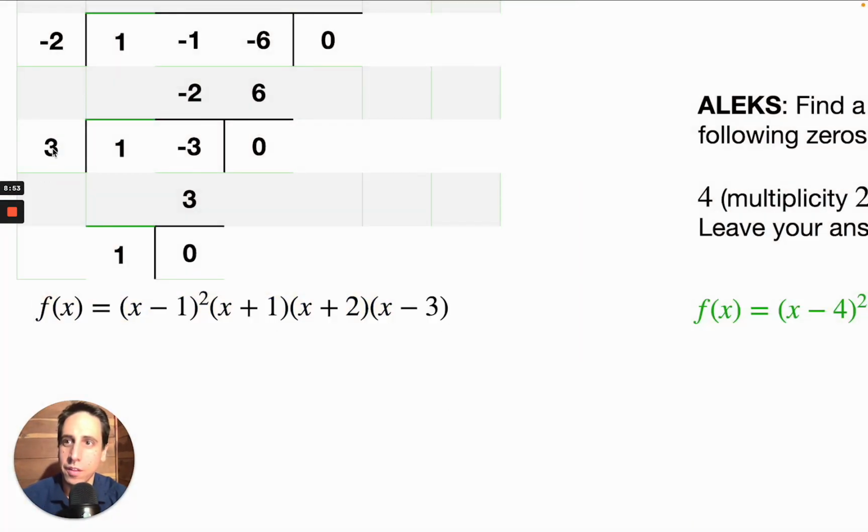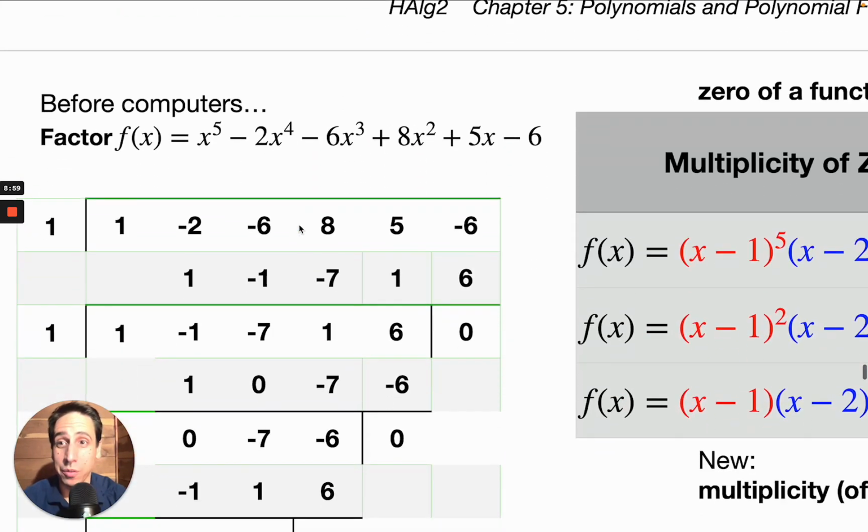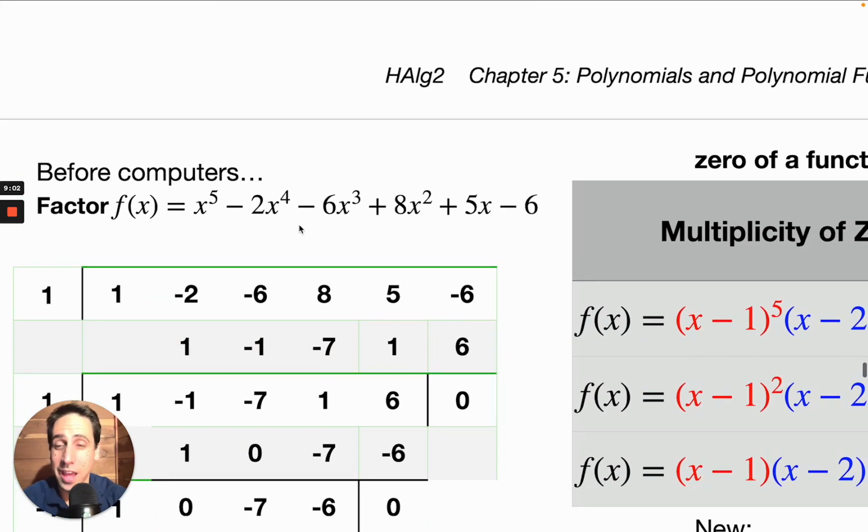Because positive 3 could go in here. So that's literally how they would factor. This is a way to do it with computers and with graphing. We're not actually going to ask you, nowhere on alex.com is it going to ask you to do something like this. I just wanted to show you what it might look like.